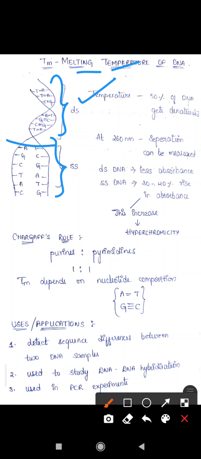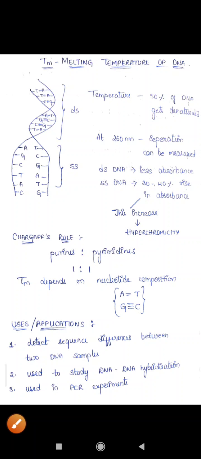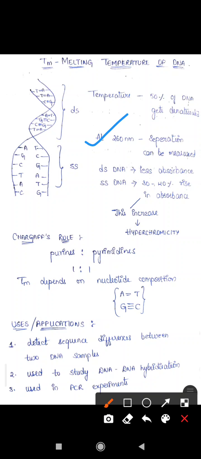So this separation, how much the DNA has been melted, can be measured at 260 nanometers. The absorbance of DNA can be measured at 260 nanometers. So by measuring the absorbance we can know how much of the double stranded DNA has been melted to single stranded DNA.